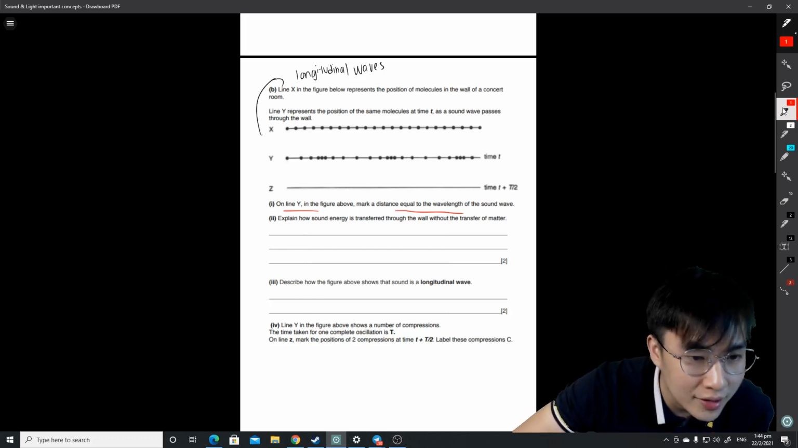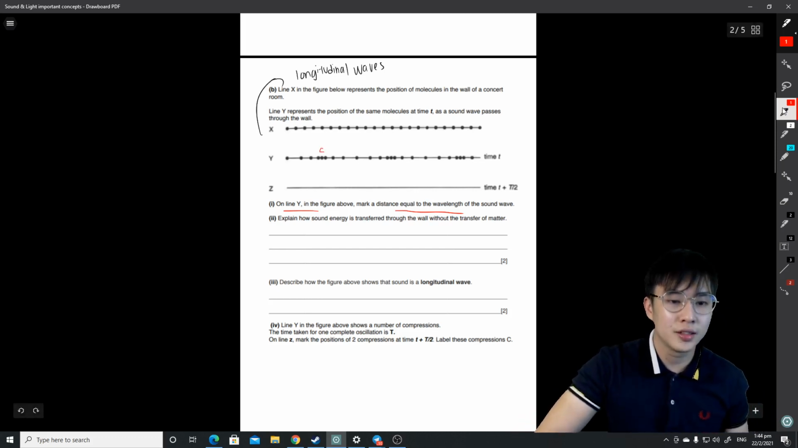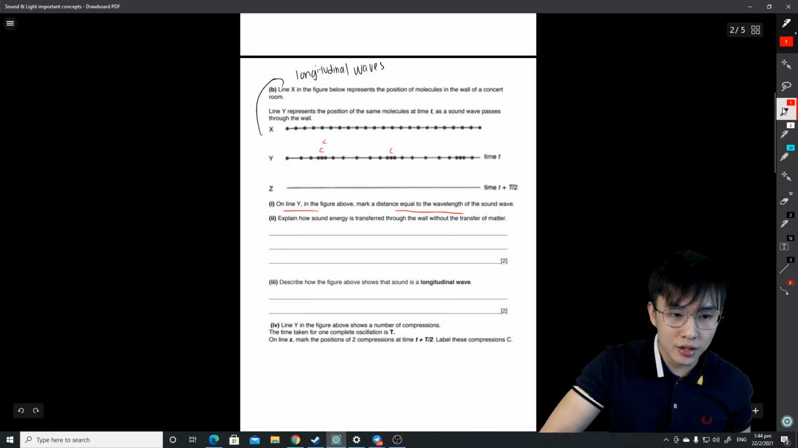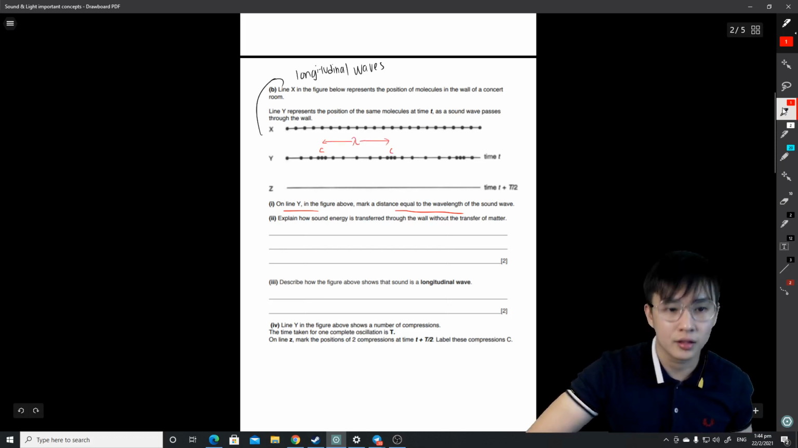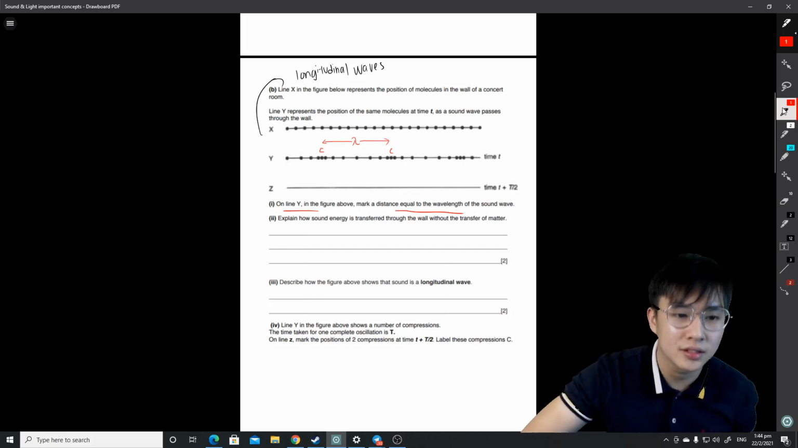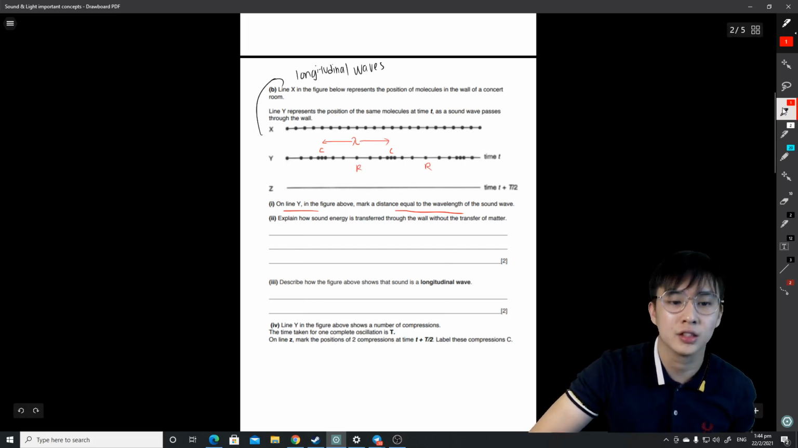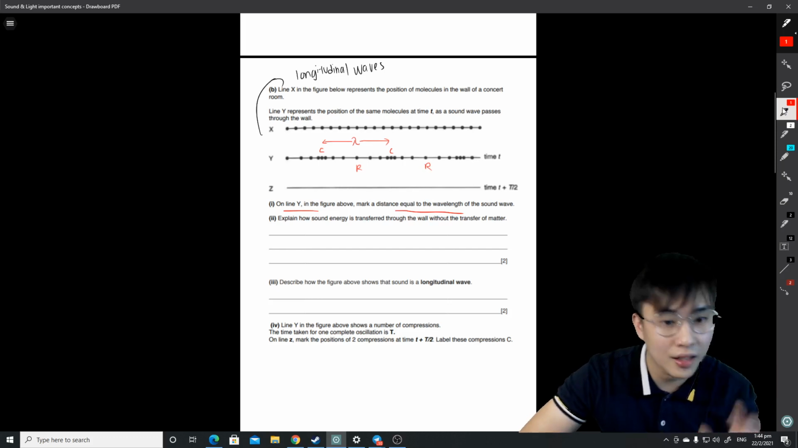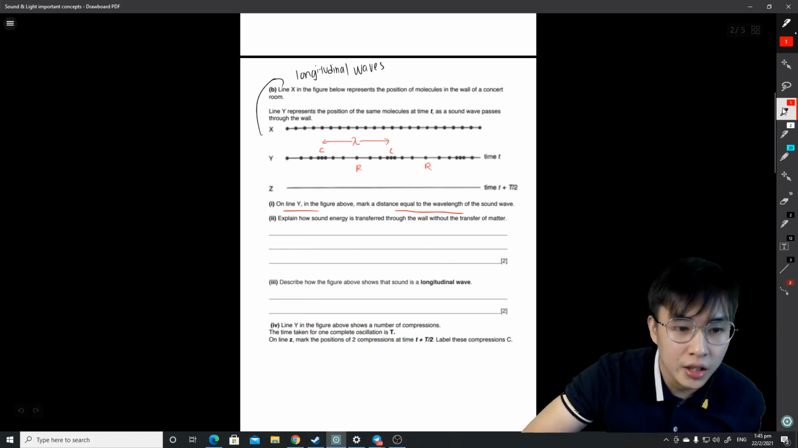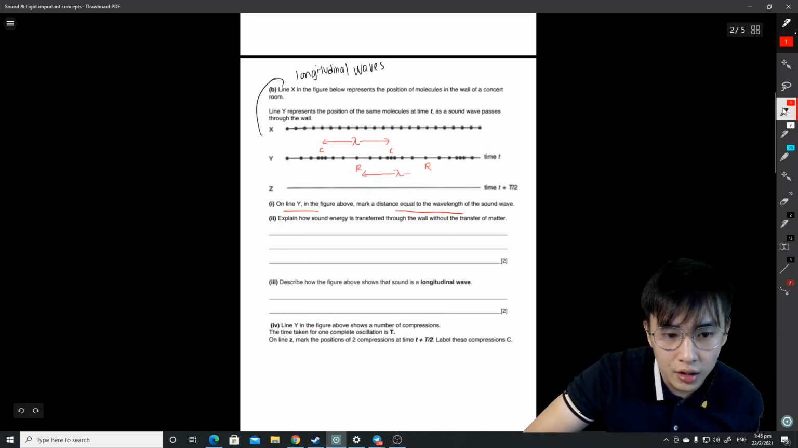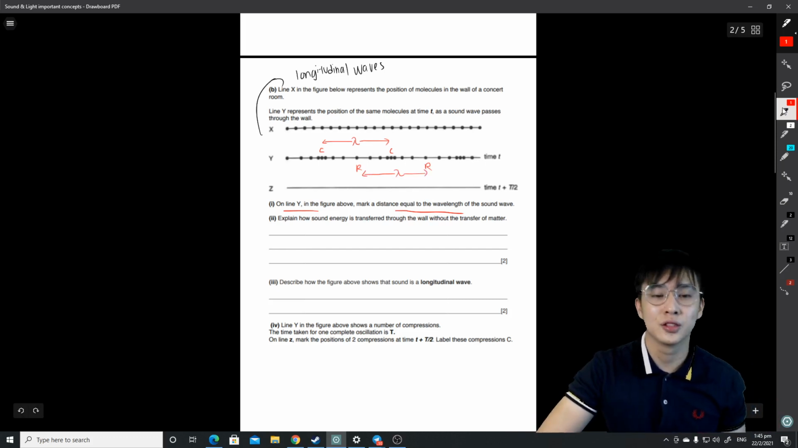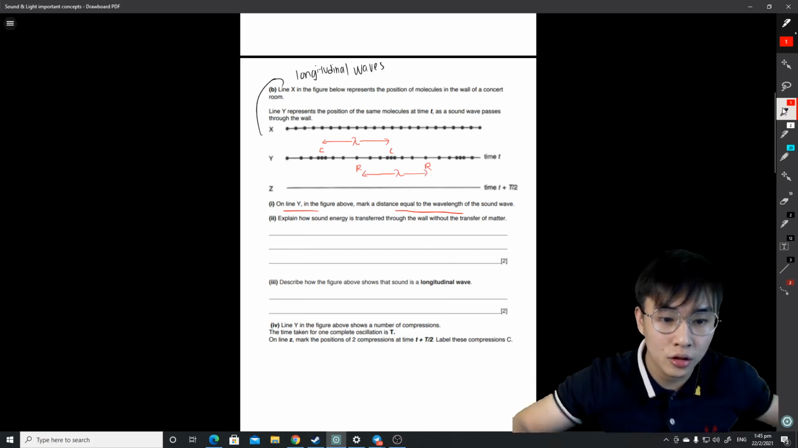So I'll give you 2 of the answers. This is the center of your compression. So you will just mark out this distance, call it your wavelength, like that. So easy, right? Then next, this is your rarefaction, the center of the rarefaction, where the particles are the furthest. Then just draw 1 wavelength again. Life is good. Very easy. That's the answer for 1.